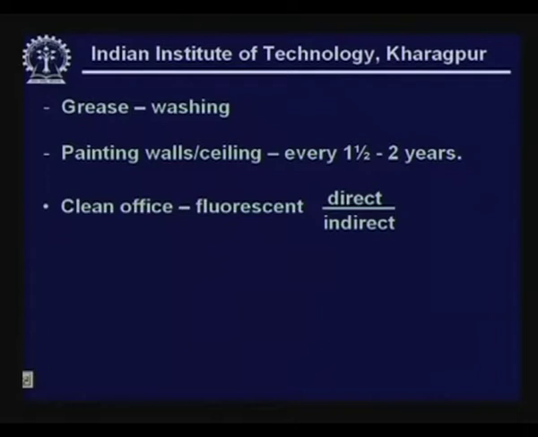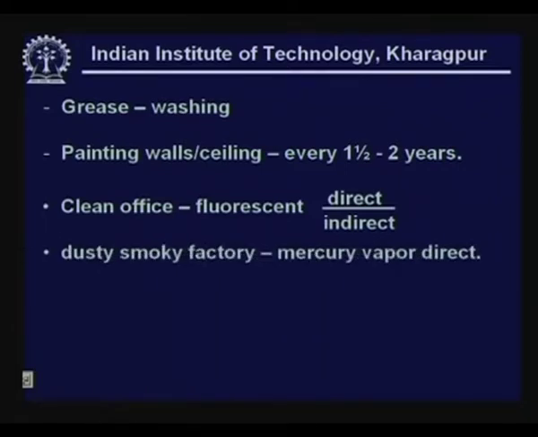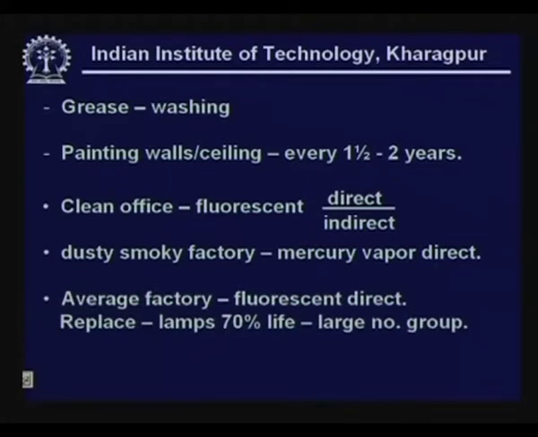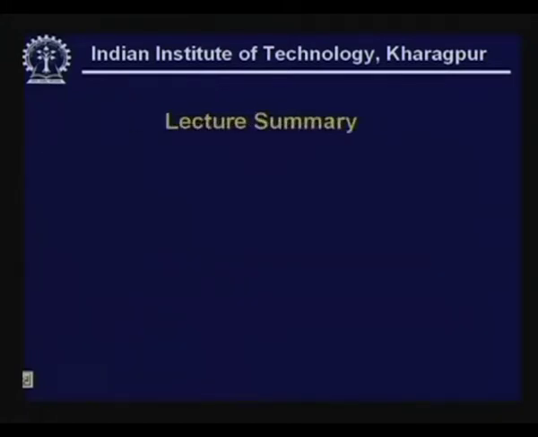With all this, office interiors could have fluorescent lamps with direct or indirect luminaires. Dusty, smoky factory environments could have mercury vapor lamps with direct luminaires, and an average factory could have fluorescent direct. But remember, replace lamps when 70% of them have lost their life. So, you have group replacement there.